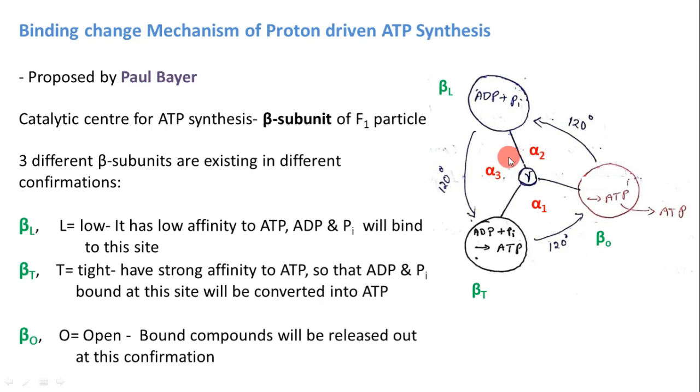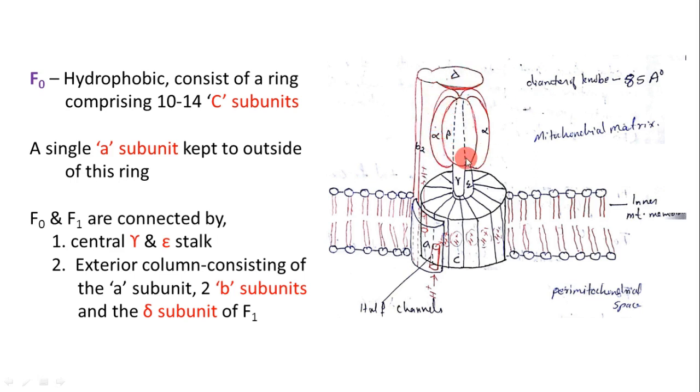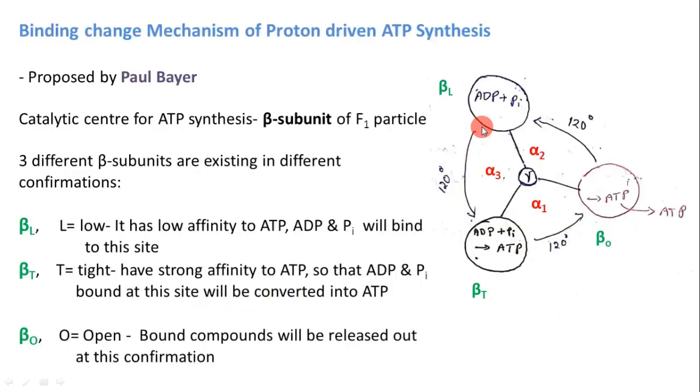Then how is the ATP synthesis taking place? Here the beta L subunit has low affinity to ATP, but ADP and inorganic phosphate will bind at the beta L subunit. And, you know, this beta L subunit is located at the F1 particle. So as the F1 particle rotates, how will it rotate? When the F0 particle rotates. First, the F0 particle will rotate anti-clockwise. You know, the F0 particle is connected to the F1 particle through a stalk. Thereby, as the F0 particle rotates, the F1 particle also rotates. As the F1 particle rotates, the beta subunits also rotate.